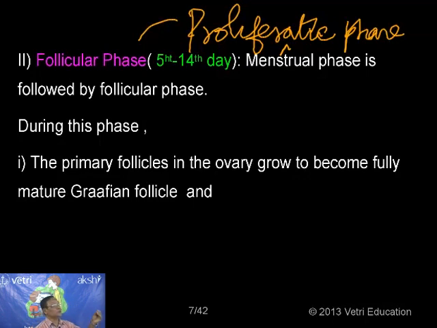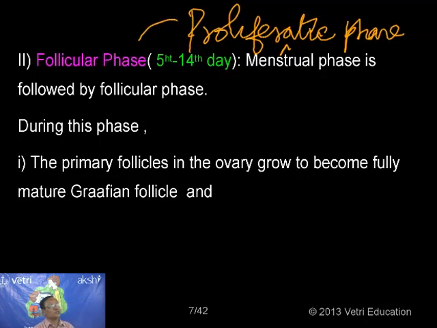It lasts roughly about 10 days, the duration being from the 5th to the 14th day. It follows the menstrual phase. So what is happening during that time? I mentioned already that 2 main events are happening, one in the ovary and another in the uterine endometrium. So what is happening in the ovary?